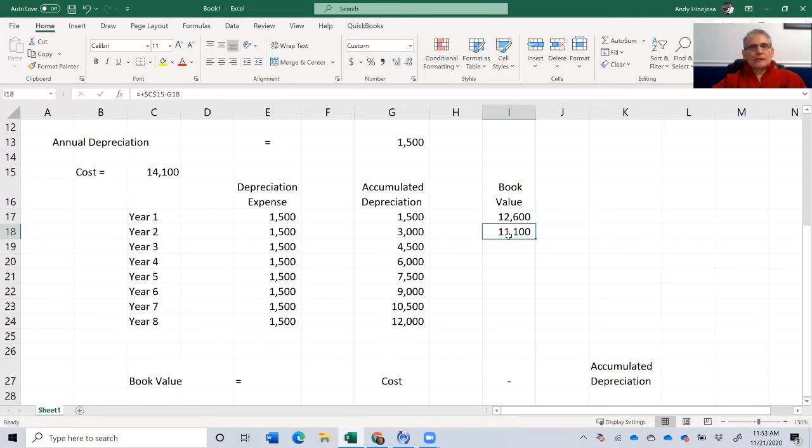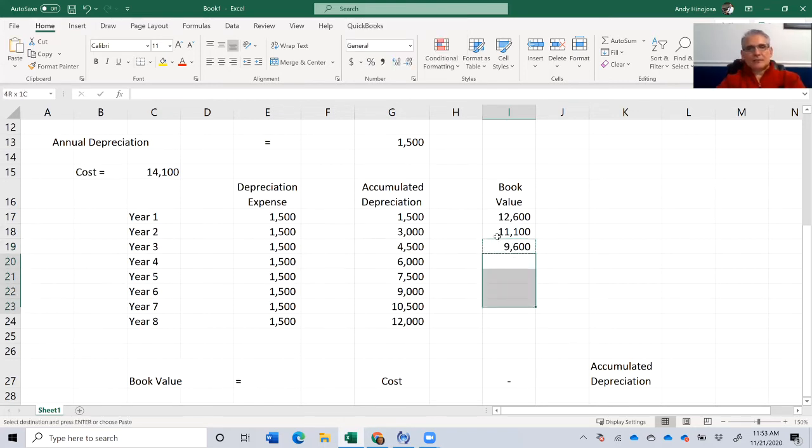For year 2, we're going to take the cost minus the accumulated depreciation for year 2, which is $3,000. This minus this. So that's going to give us $11,100. So the book value after year 2 is $11,100. One more, year 3 would be $9,600. The way we do that is we take the cost, $14,100, minus the accumulated depreciation. This minus that gives us the book value, $9,600.